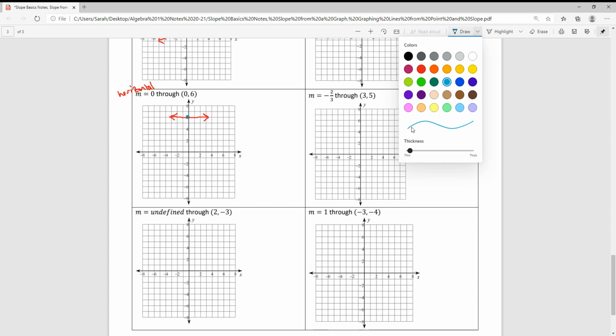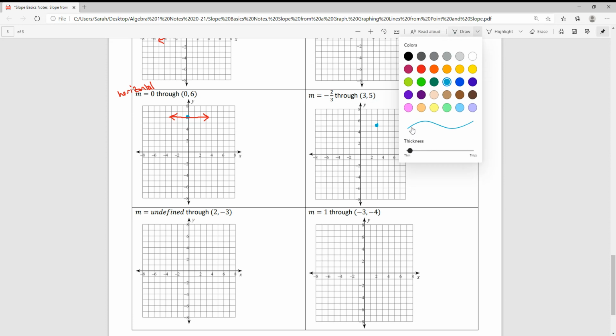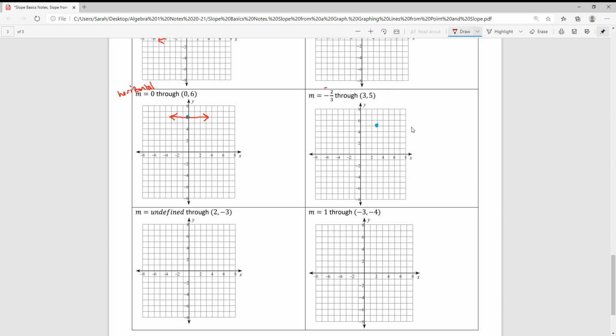Next one, our point that we're going to start with is 3, 5. So x is 3, y is 5. That goes right here. We have a negative slope, so we're going to go down the top number and to the right the bottom number from that point. So from that point, I'm going down 2 and to the right 3. Once I have at least 2 points, I'm going to make my line a little bit better though. Once you have at least 2 points, you can connect those 2 points and make a line.